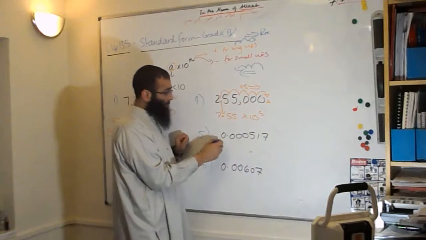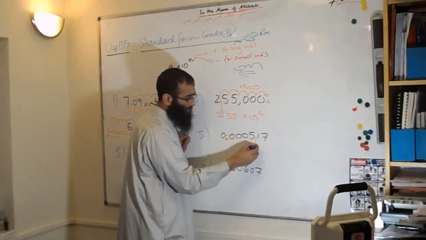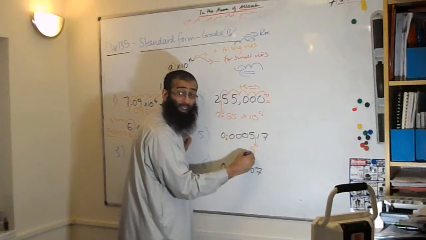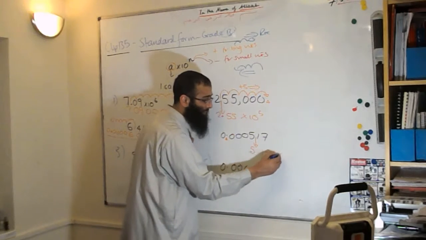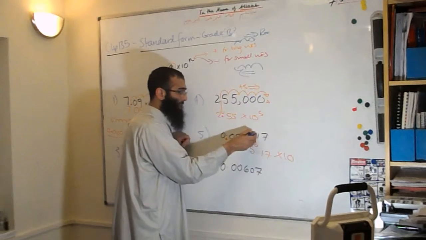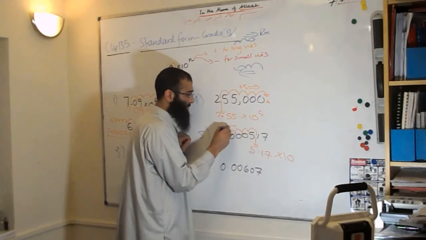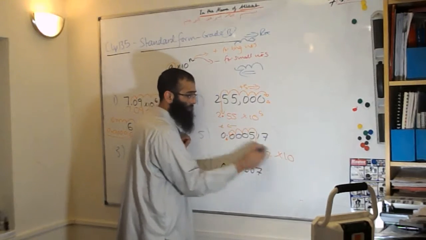This number here, the decimal point is currently here, but we need it to be there. So the number reads 5.17. So this is the standard form part. So from here, I'll go back 1, 2, 3, 4, 4 places. So that would be minus 4.